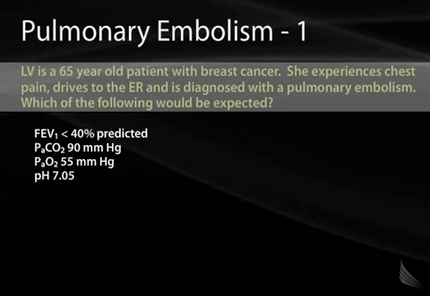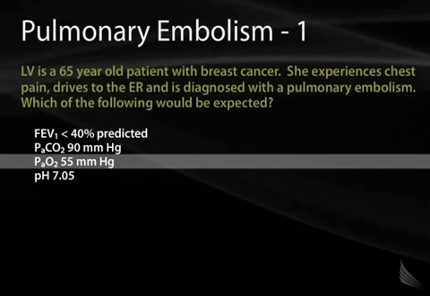D, a pH of 7.05, is unlikely. It's possible that a pulmonary embolism can cause circulatory collapse, can cause shock, hypoperfusion of peripheral tissues, and lactic acidosis. But in this patient that drove herself to the emergency room, I wouldn't expect her to be in shock. The correct answer here is C, hypoxemia with a PaO2 of 55. This is a useful diagnostic test for pulmonary embolism.